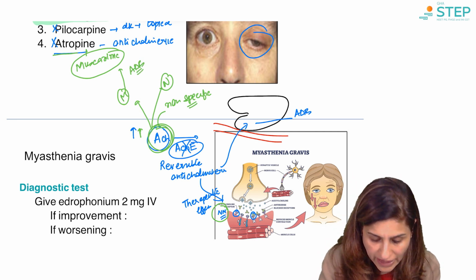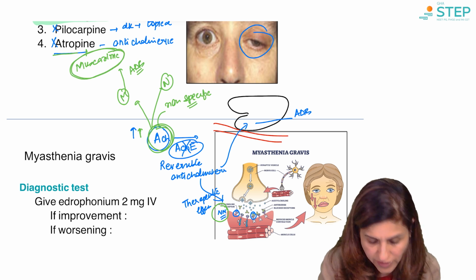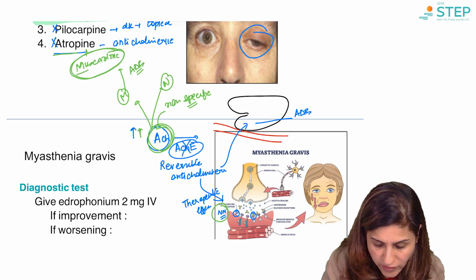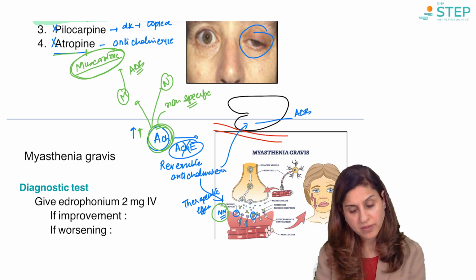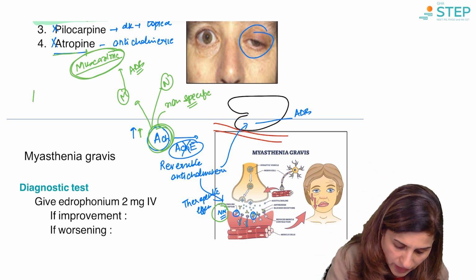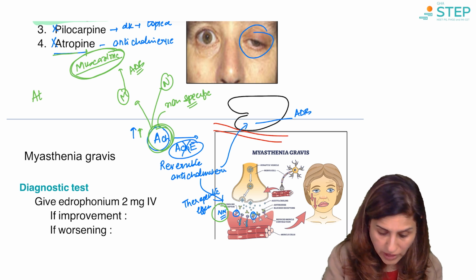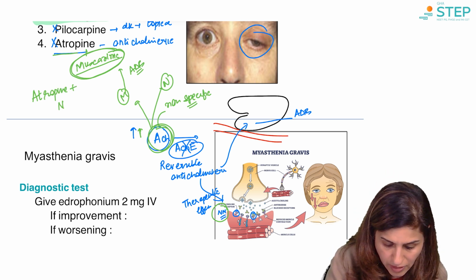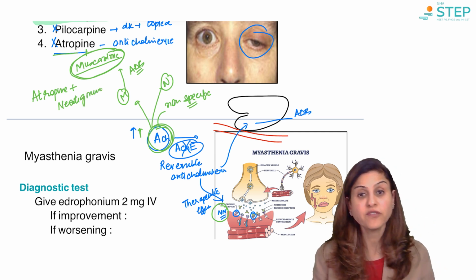So to prevent the muscarinic adverse effects, what to do? We give a drug which blocks the muscarinic receptor. So before you give neostigmine, you give atropine. It should not be atropine alone. It is atropine plus neostigmine. That is ideally the preferred treatment.